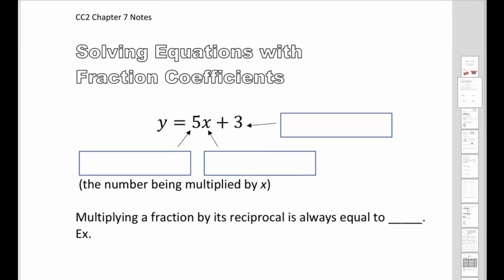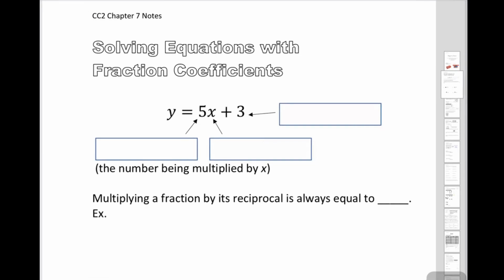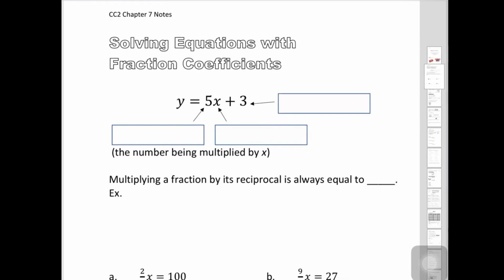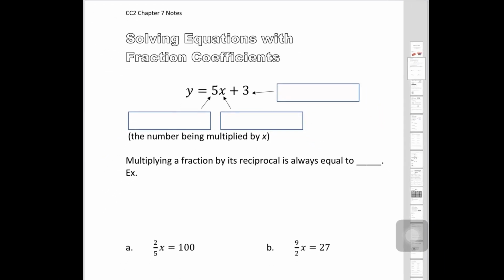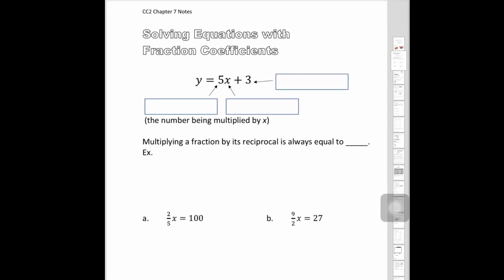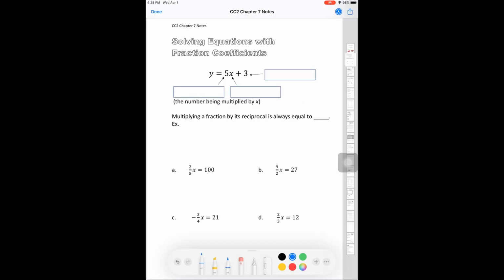Today we will be solving equations with fraction coefficients. What on earth does that mean? Well, these are one-step equations here on this page, but we can have multi-step equations with fractional coefficients as well.